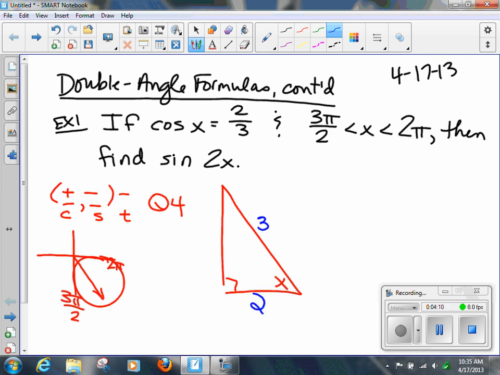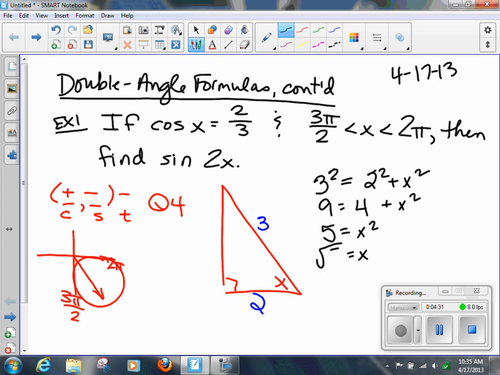How do I find the third side? Because it's not a triple. Very good, class. Use the Pythagorean theorem: 3 squared is equal to 2 squared plus x squared. What's x? Root 5, correct? Y'all with me? Okay.